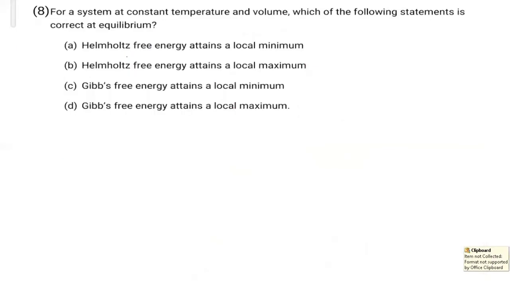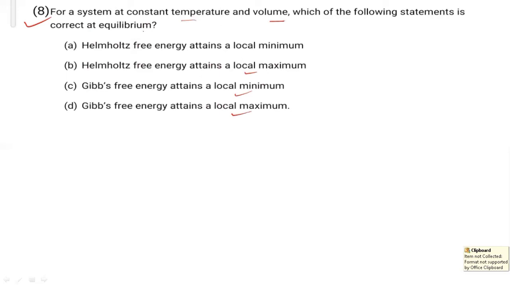Next, let's see question number 8. Here it is said, for a system at constant temperature and volume, which of the following statements is correct at equilibrium? We have 4 options here. The first says that the Helmholtz free energy attains a local minimum. The second says it attains a local maximum. The third says Gibbs free energy attains a local minimum, and the fourth says Gibbs free energy attains a local maximum. So a system is there which has constant temperature and volume. Which statement is correct at equilibrium?